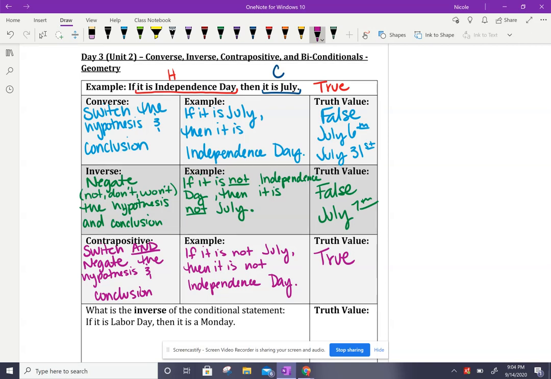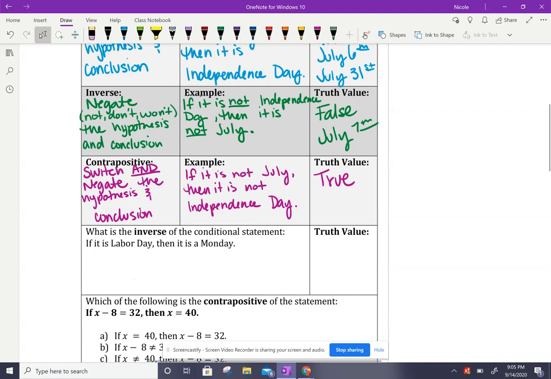So if we look at our example, we had if it is Independence Day, then it is July. And that was true. The only other truth value that was also true was the contrapositive. So your conditional statement, our example, the truth value should match the truth value of the contrapositive. And if you look at the converse and inverse, those two truth values also match as well. So you'll notice that as we go through and identify truth values for converse, inverse, and contrapositives, there is a trend in the relationship between their truth values.